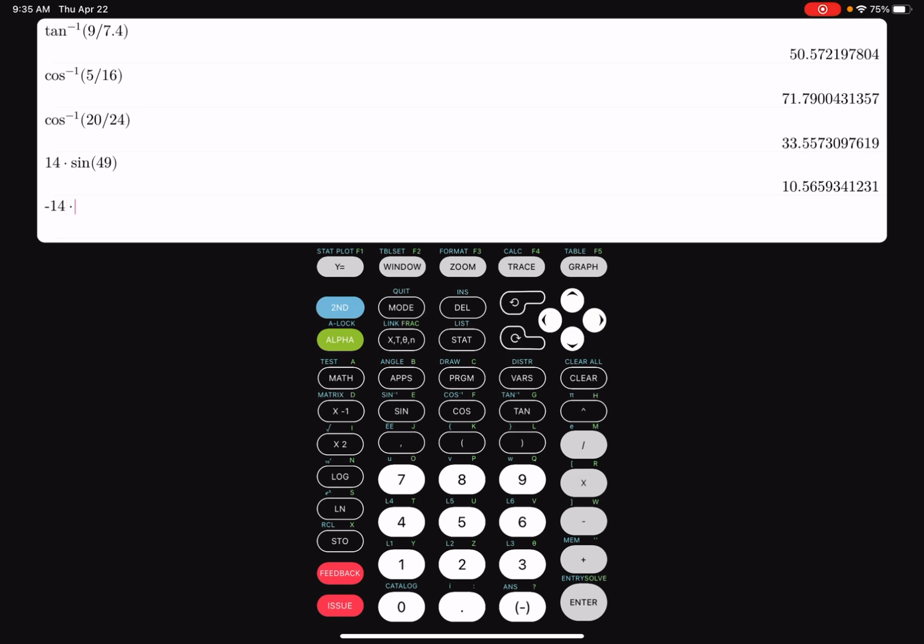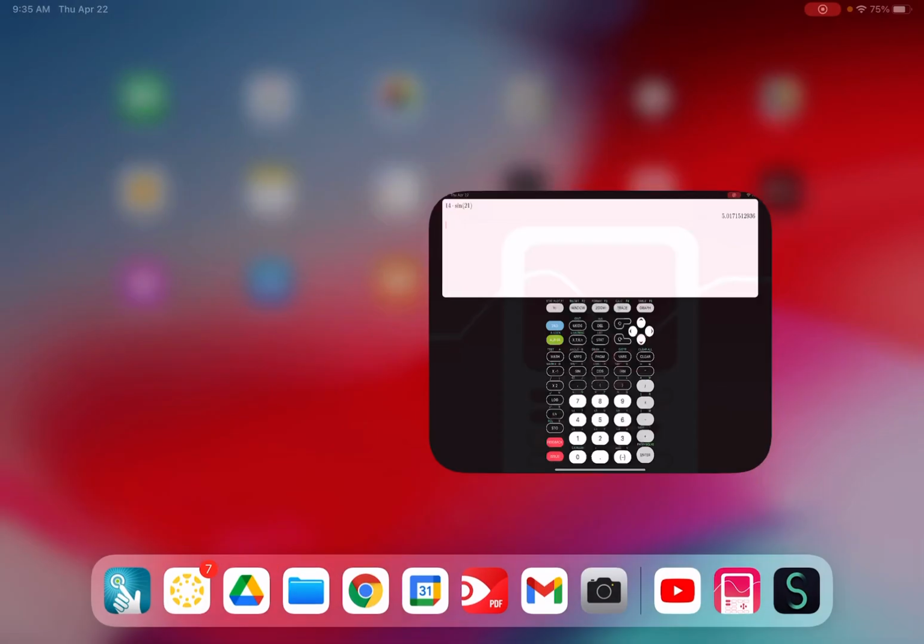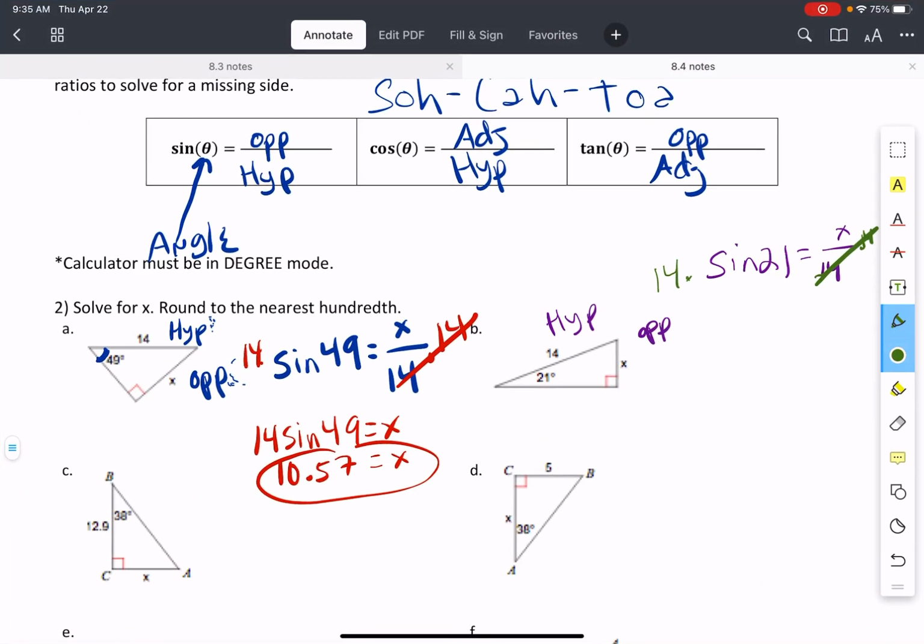14 times the sine of 21. And I got 5.017. So the 7 rounds the 1 up, right? So 5.02. Remember, we always do 2 decimals, hundredths place. So 5.02 is x. You do the hundredth place? Oh, yeah, I always want you to do hundredths, which is 2 decimal places. On the last one, you said tenths. On the last one I said tenths.